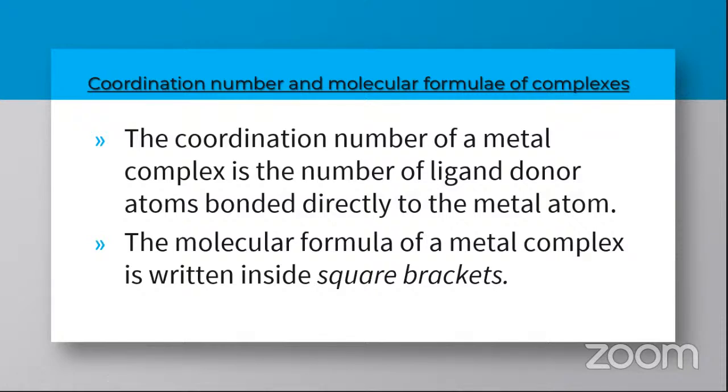Then the molecular formula of a metal complex is written inside square brackets. That's why on the other side we had something like this. When we say square brackets, they have to be square, not curly brackets. So like this, then you close the square bracket.